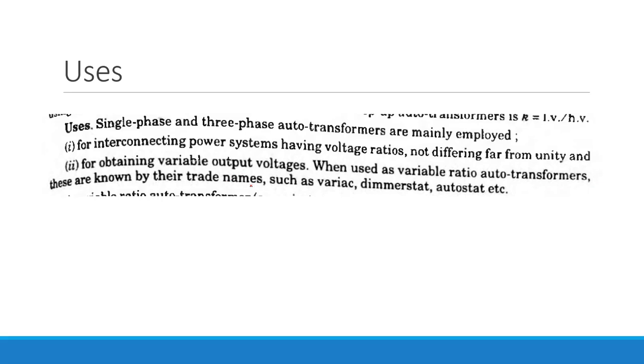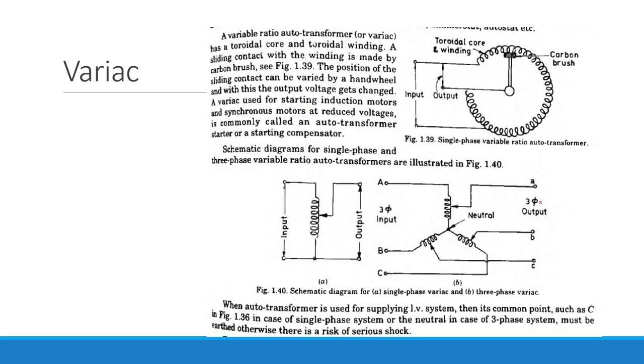when used as a variable ratio auto transformer, these are known by their trade names, what we are calling variac, dimmerstat, autostat. So what we are using in our electrical machinery lab is basically your auto transformer: variac, dimmerstat and autostat. Let us show you that variac, single phase variable ratio auto transformer. This is not in your module, but for our information we have just shown it here. What we mean by variac is nothing but a variable ratio auto transformer. The only thing is that it has a toroidal core.